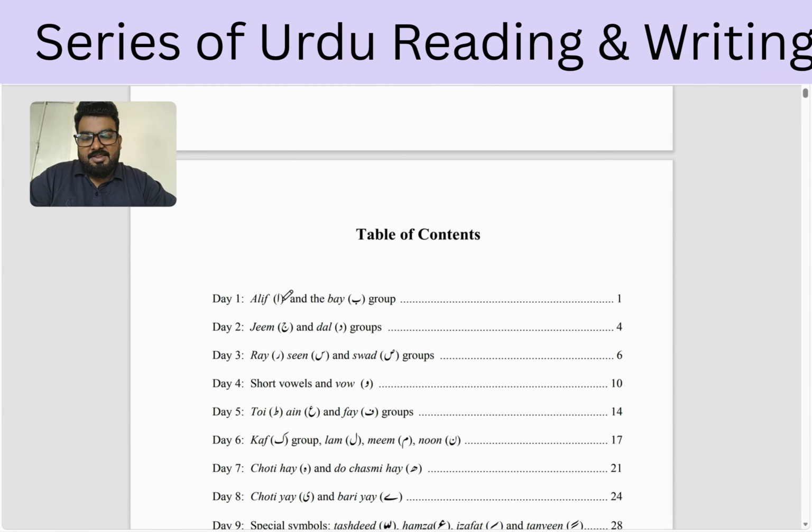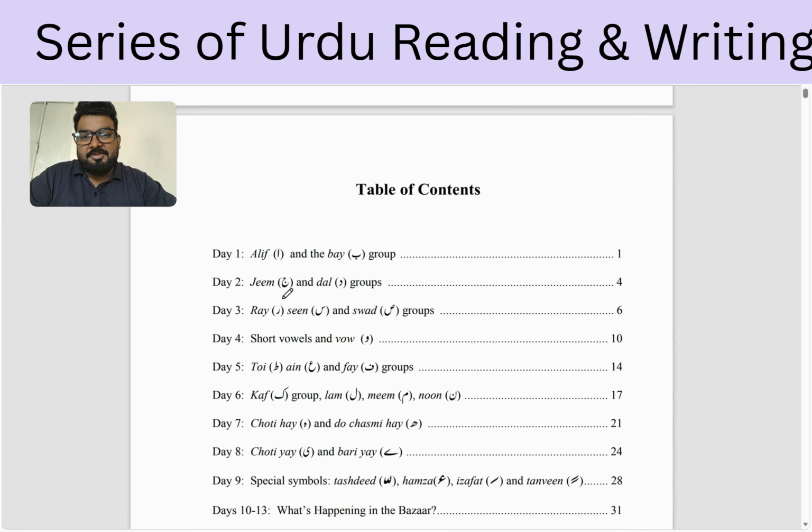In this series, we will do this for 22 days, and every day we will work on the alphabets and short vowels, aspirated sounds, and unaspirated letters. On the first day we will work on Alif, and then the Bay group, Jeem, the Dal group, and Ray, Seen, and Swad groups.